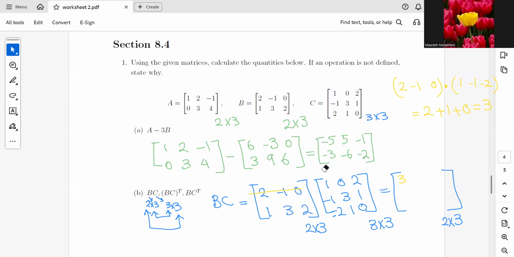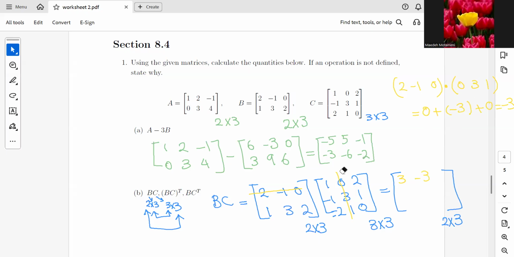Next one is multiplying the first row of the first matrix by the second column of the second matrix. We would have 0, 3, and 1 here. So we would have 0 plus -3 plus 0, which means the answer is -3.